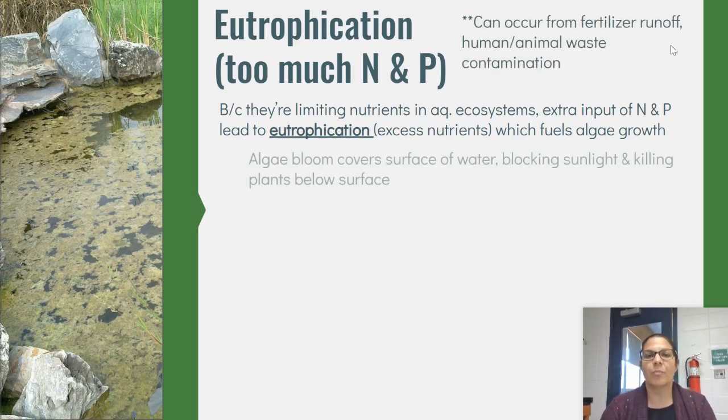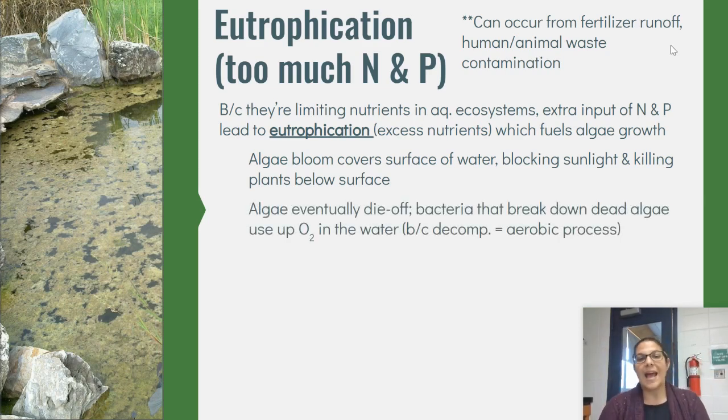And you get the process of eutrophication. So here are your steps. It's a nutrient. So algae are now like a sweet buffet, and you get these algal blooms. It covers the surface of the water. It blocks the sunlight, so now plants underneath can't photosynthesize. And then the algae die off because they have a short lifespan.